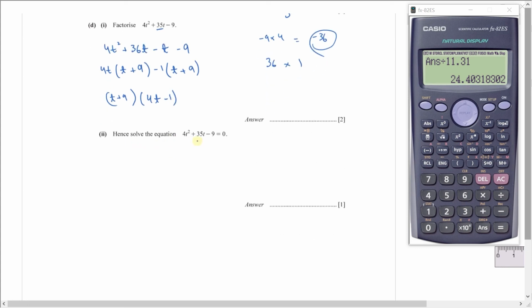Part 3 is hence solve this equation. So this is the same expression that we factorized in the previous part. So I can rewrite this equation as t plus 9 into 4t minus 1 equals 0. So that means t plus 9 equals 0, or 4t minus 1 equals 0. So t equals minus 9 or t equals 1 over 4.